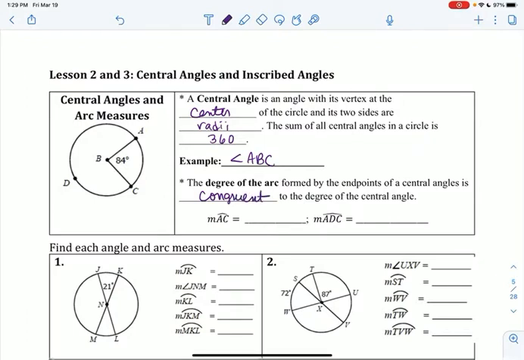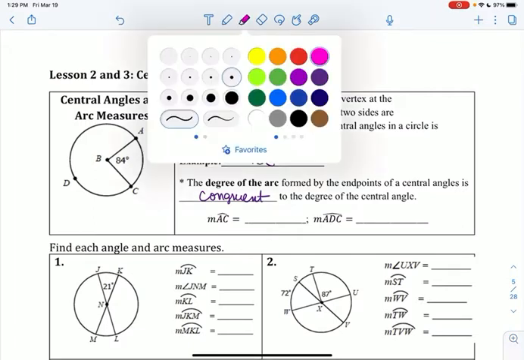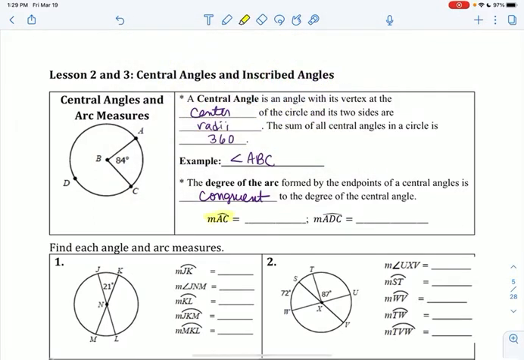So the measure of arc AC, I'm just going to highlight that for us. Arc AC is this part right here. An arc, remember, is just part of a circle. The circumference is the distance around the whole circle, and an arc is just part of it. So arc AC, which is formed by the endpoints of angle ABC, is equal to angle ABC. So it's actually equal to 84 degrees. The central angle and the arc are congruent to each other.